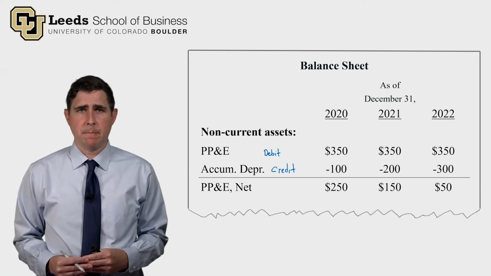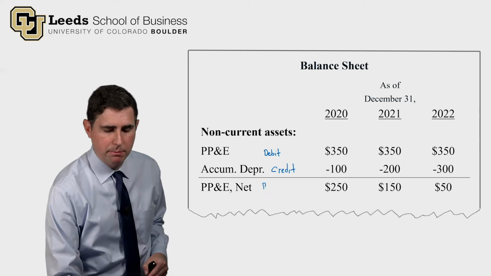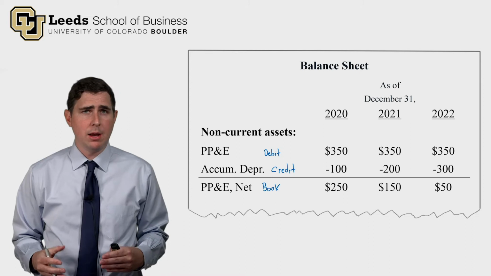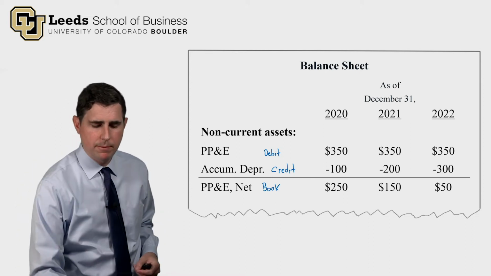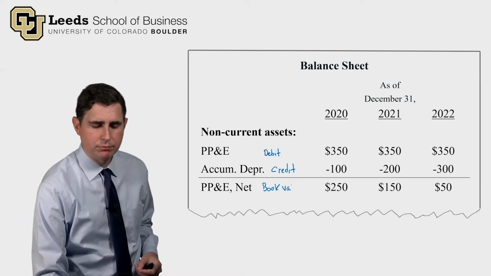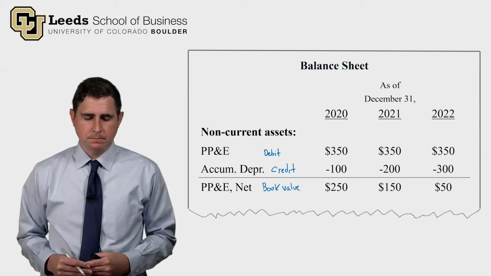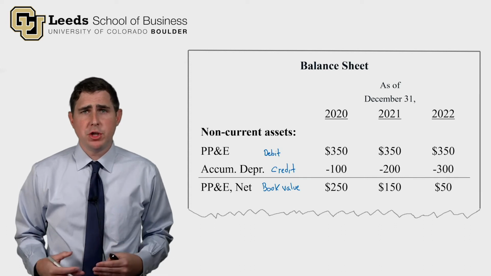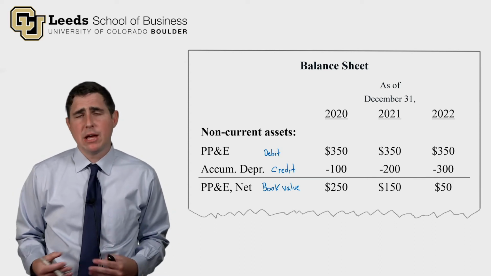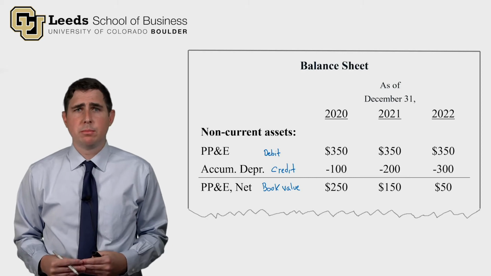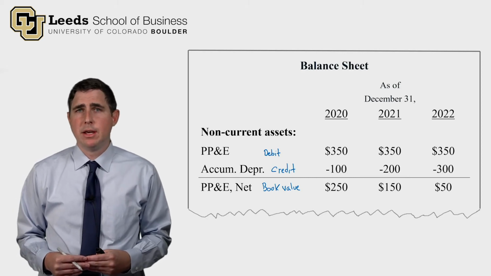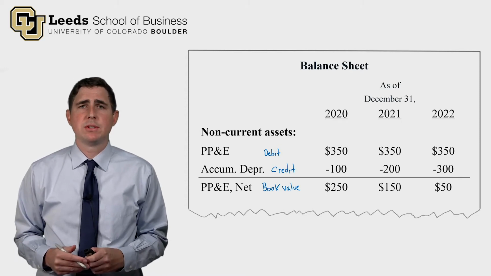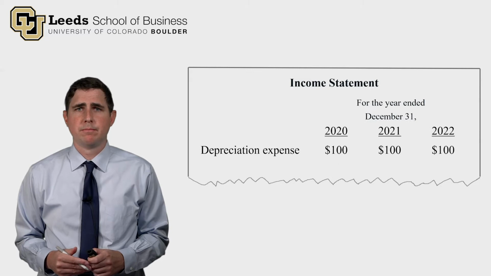The book value, this is called the book value. If you take gross PP&E and subtract accumulated depreciation, you get book value. It's reducing by $100 each year. So after the first year, the book value of our treadmill desk is down to $250. After 2 years, the book value of the desk is down to $150, and after 3 years, it's down to $50. Next, I'll show you what the income statement looks like over these 3 years.